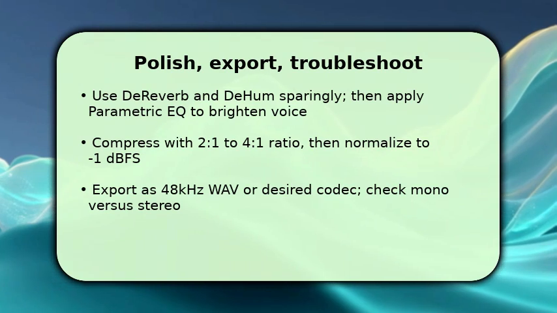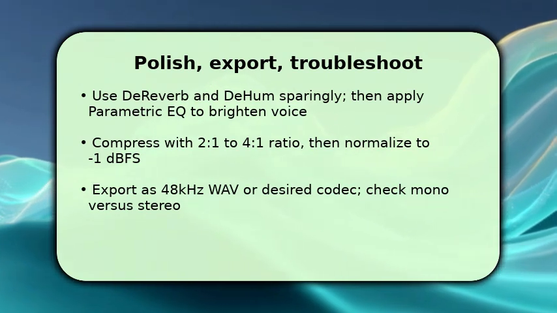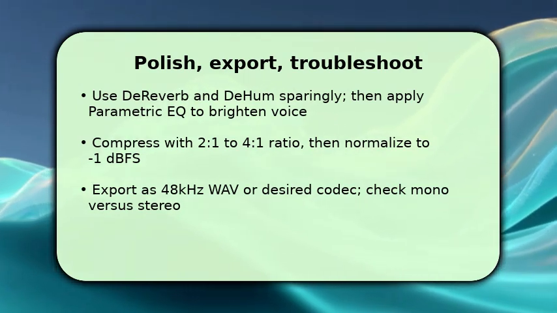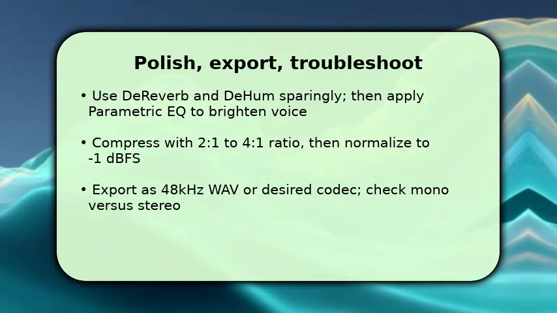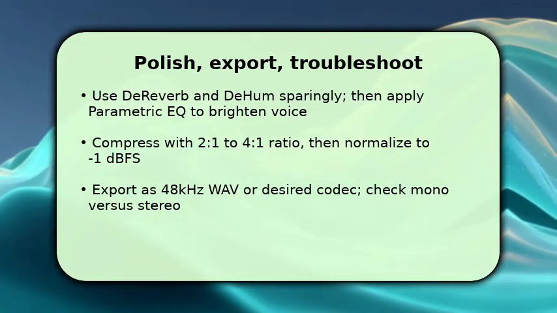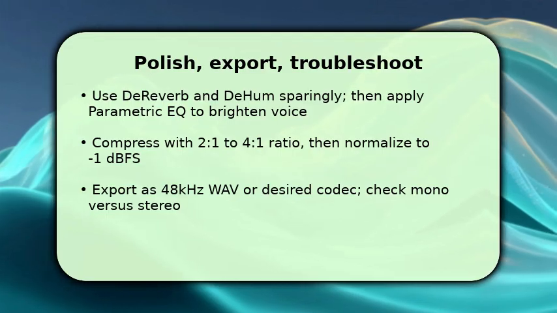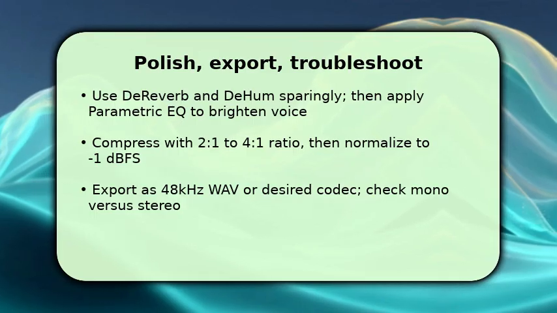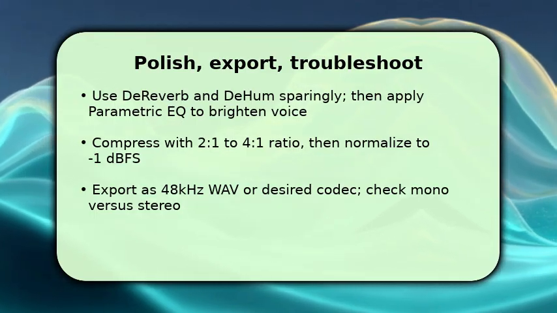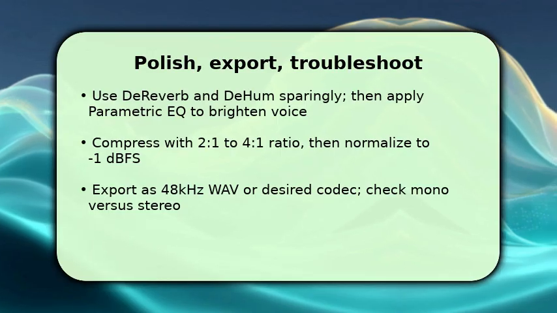You finish by applying subtle reverb and a hum to remove room buildup, then shape clarity with a gentle high-shelf EQ and a low cut at about 80 Hz to remove rumble. Add light compression, start with a 3:1 ratio, and use makeup gain so peaks hit around -1 dBFS. Normalize before export. Export to WAV or your target format.